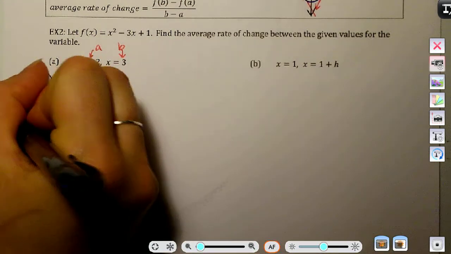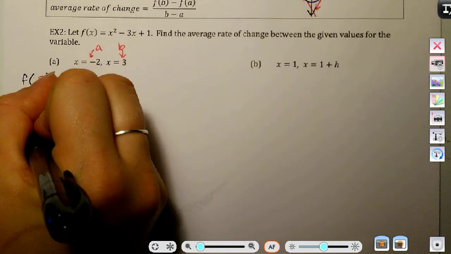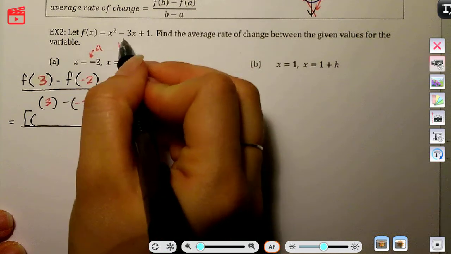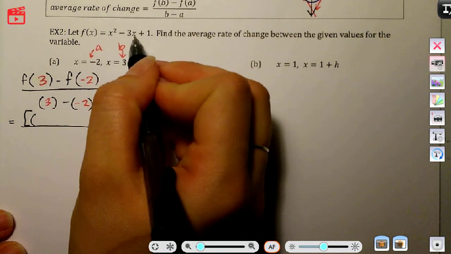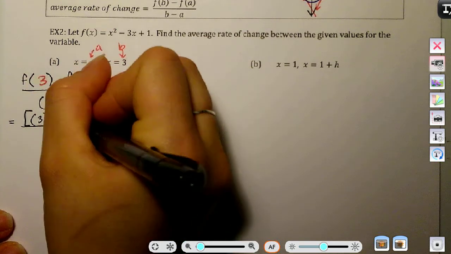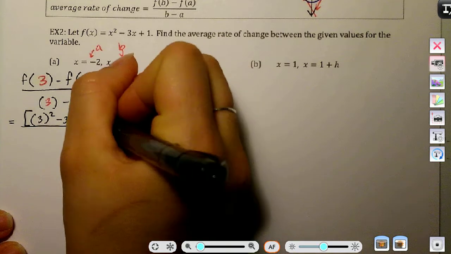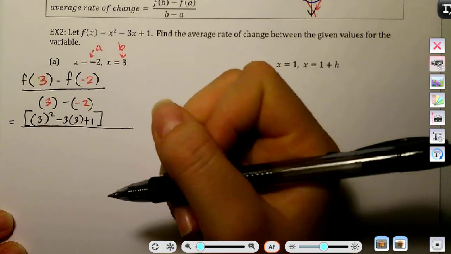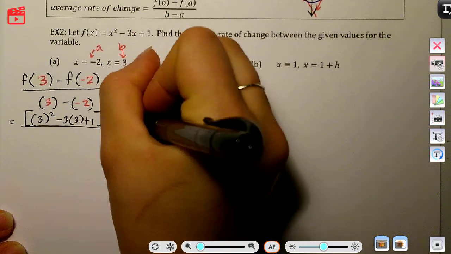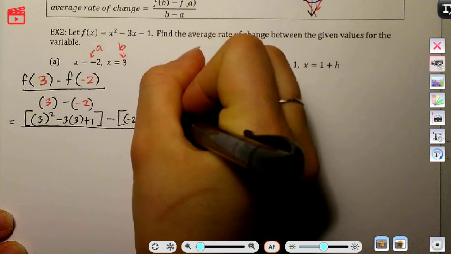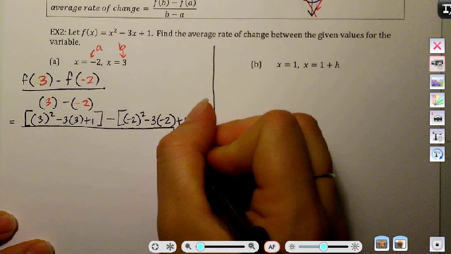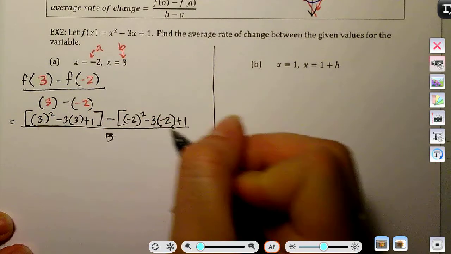Okay, so simplifying, let's see. My f of 3 value is going to be, let's see, our function is going to be something squared minus 3 times that something plus 1. 3 squared minus 3 times my input plus 1. And that was for f of 3. And let's go ahead and do f of negative 2. So minus my f of negative 2 value, negative 2 squared minus 3 times negative 2 plus 1. All over, and that's going to be 5.